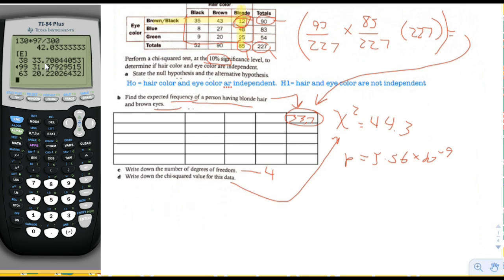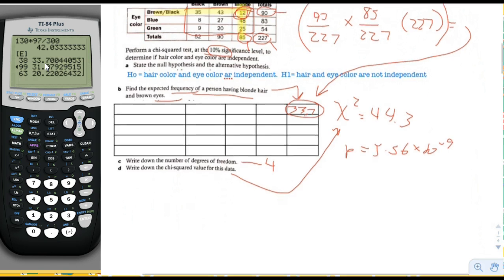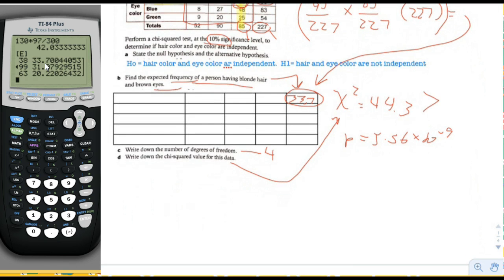And here they did not ask if you are going to reject the null hypothesis, but let me show you how you do it. You check, is chi-squared 44.3 greater than the critical value? And actually here they didn't give you the critical value, so you can't check. But actually the p-value, you can always compare to the significance level. Okay, so the significance level can be compared to this p-value, and yes, this is indeed smaller than the significance level. It's much smaller, in fact. So we will reject the null hypothesis.